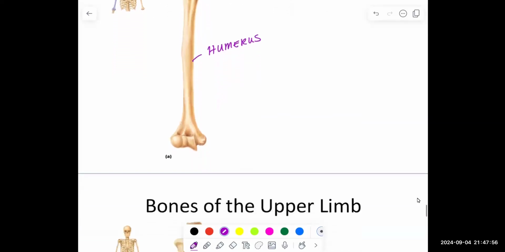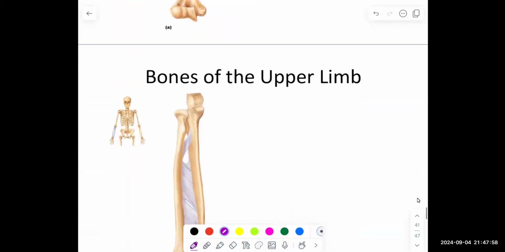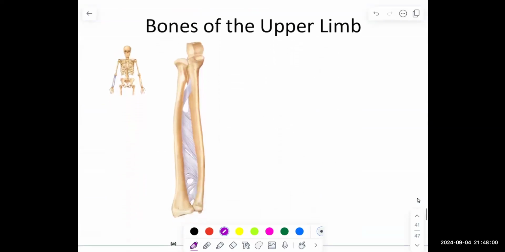Bones of the lower limb. There are two. Radius and ulna.